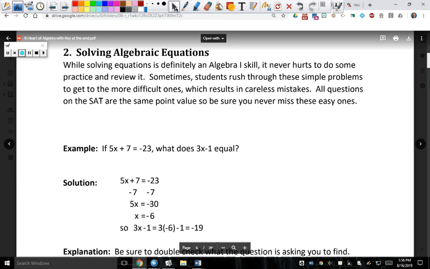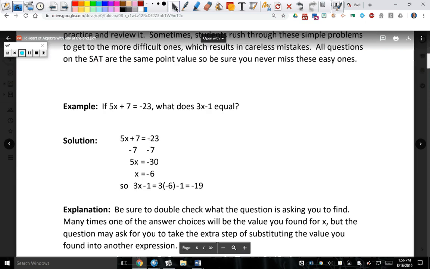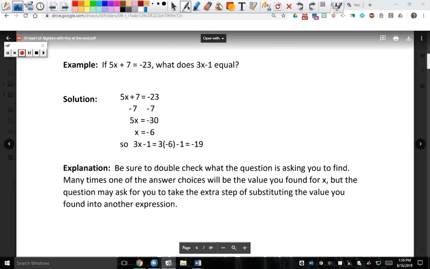Let's move on now to number 2, solving algebraic equations. Now look, I know that this is simple, but sometimes we might take too long and be slow because we're trying to find x all the time. Okay? Sometimes you don't have to find x. You can go and do something different to get to the answer that you need to.